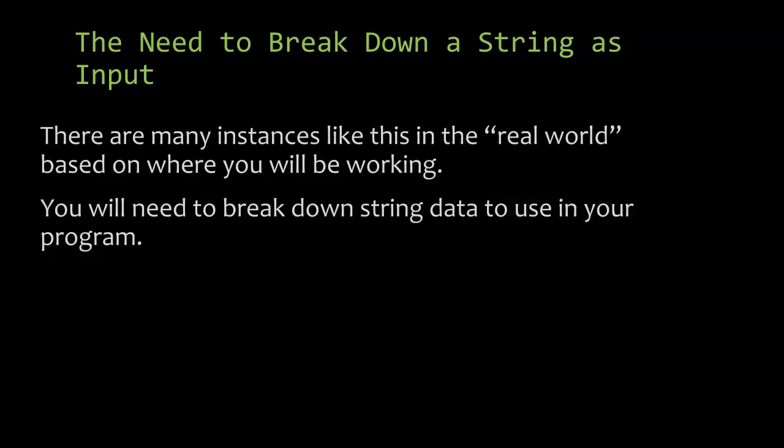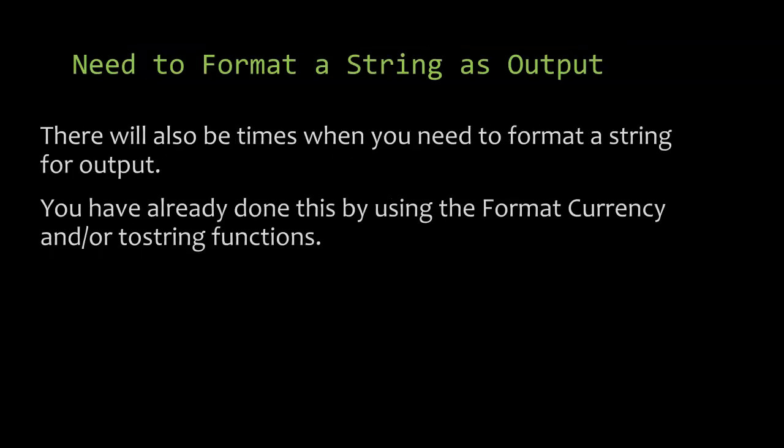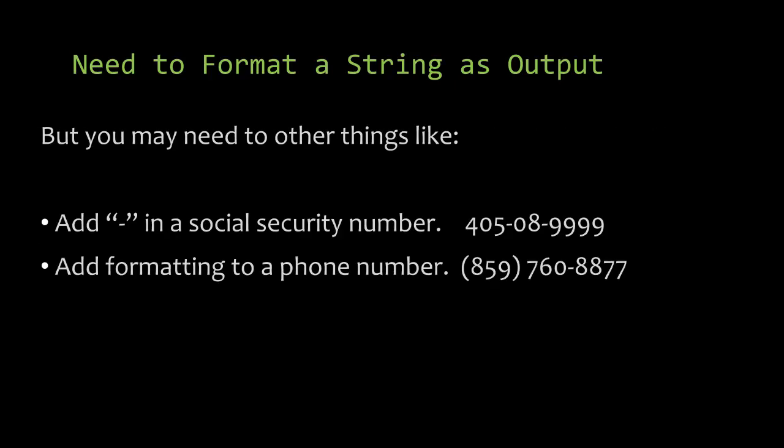You will need to break down string data to use in your program. All right? For output purposes, there will be times when you need to format a string for output. You've already kind of done this in a little ways with using format currency or the toString functions, right? You've done that. However, there may be other things you need to do, like adding a dashes to a social security number. Maybe we read in from an external device a social security number without dashes. We need to format that to actually show it.